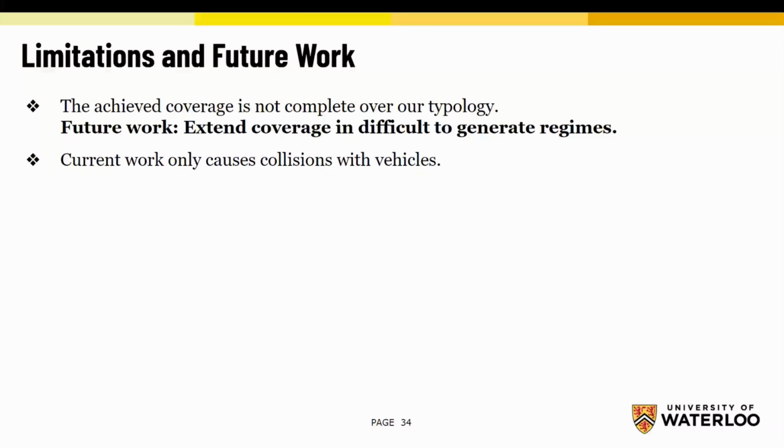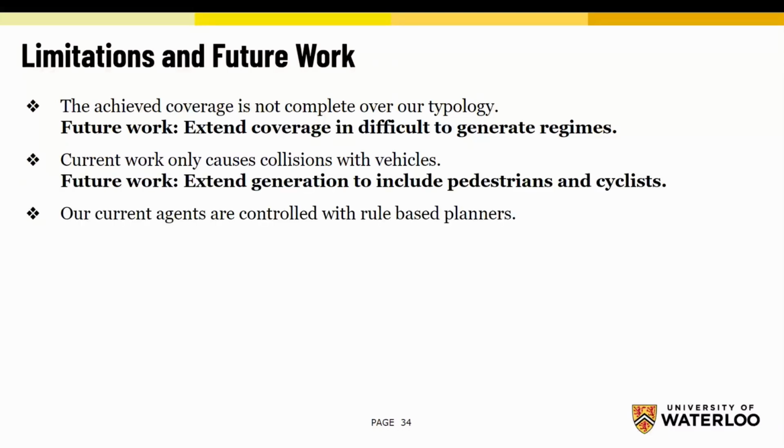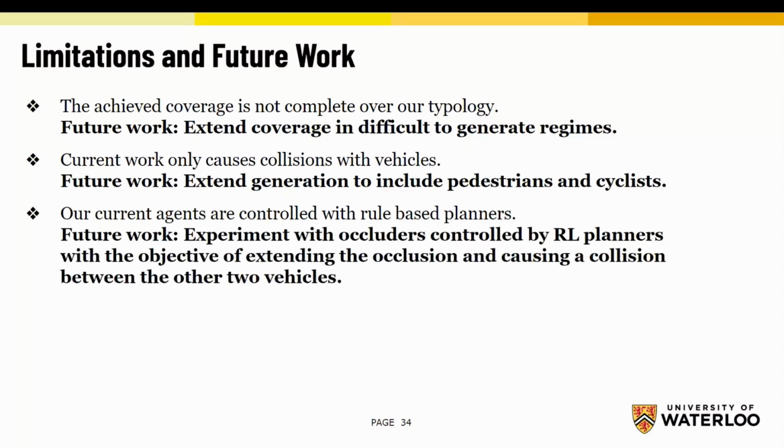Other limitations involve the fact that we only cause collisions with vehicles. Future work should look to include pedestrians and cyclists in our typology. And our final limitation is the fact that the agents are controlled by rule-based planners. Now this is good because all the agents are making good decisions, ideally the best possible decisions. But I could very easily see a way in which you can turn this into an RL problem, where the occluder has the goal of extending the occlusion. We're trying to drive in a way that tricks the other vehicles into crashing into one another. I think that's a very interesting extension of this work.